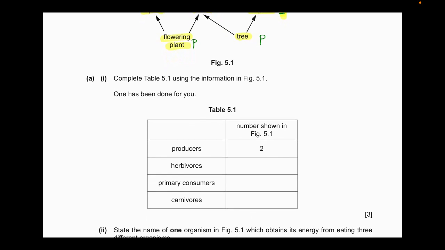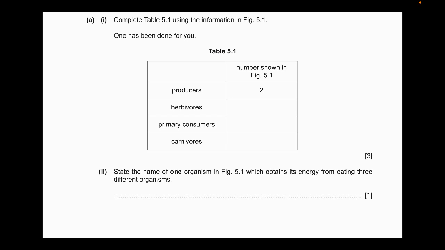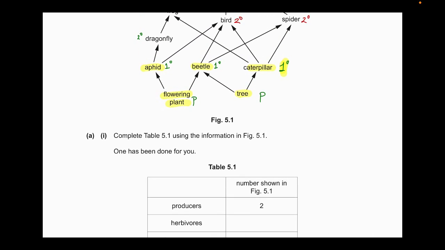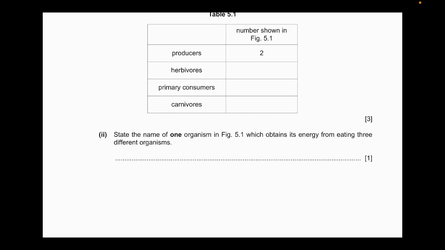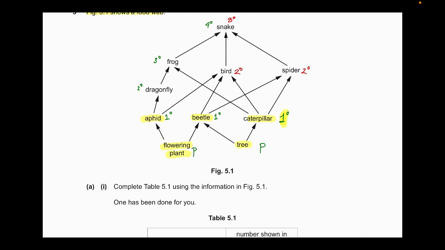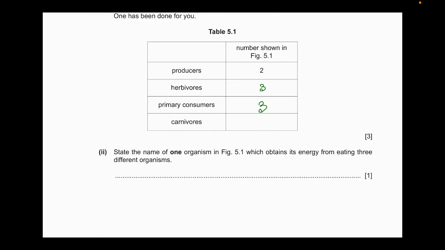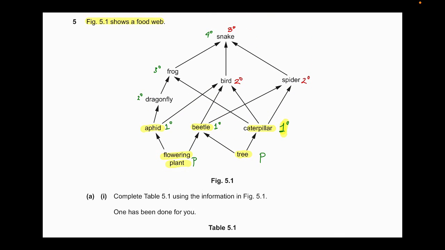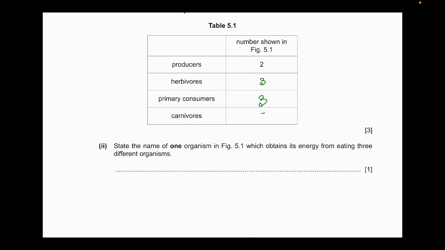Complete the table using the information in 5.1. One has been done for you. Producers, well, you can see there are two producers. Herbivores, we can see there are three herbivores, so it will be 3. Primary consumers, well, we labeled 3 primary consumers, so it will be 3. Carnivores, well, we can see we have labeled 1, 2, 3, 4, 5. 5 of them, so there are 5 carnivores present.